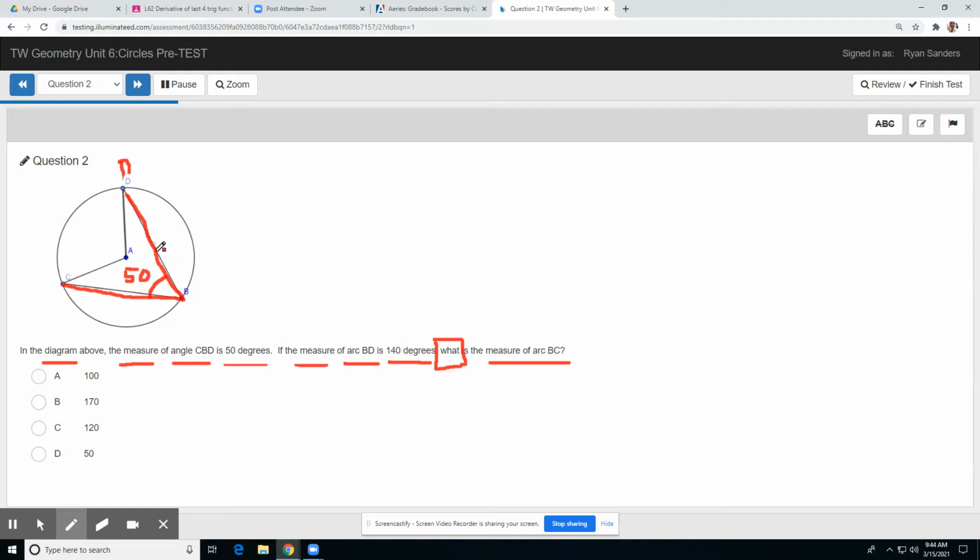This is called an inscribed angle. The arc that's made from this angle is either half or double the 50. I like to say the arc is bigger than the angle. It looks bigger. So that would be the double idea. So double 50 means this is 100 degrees.